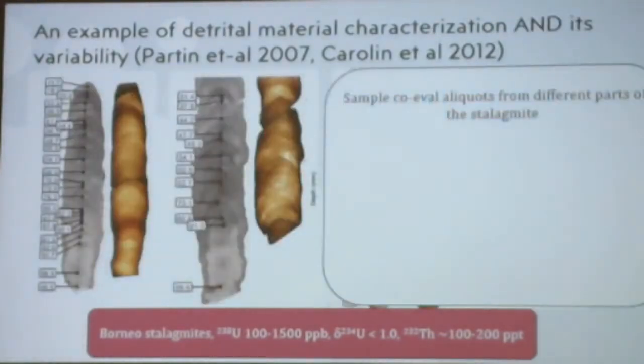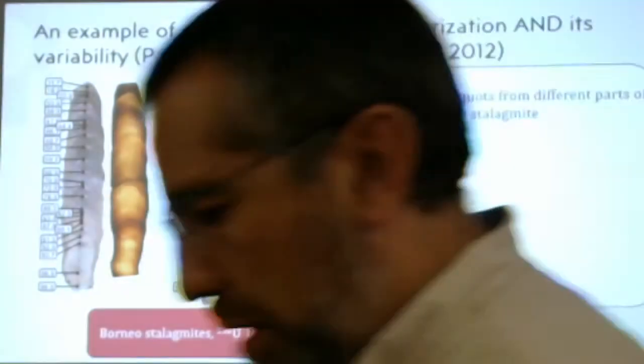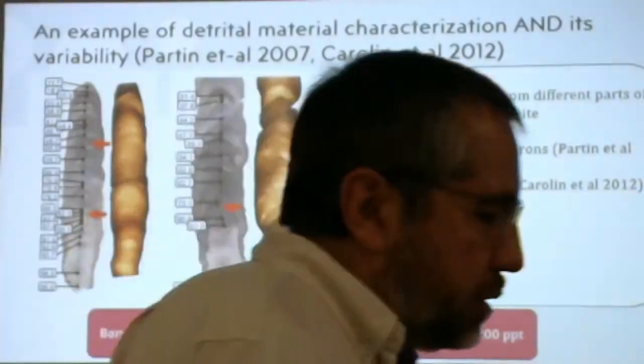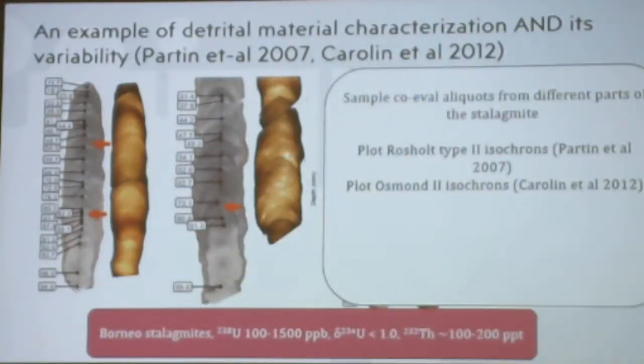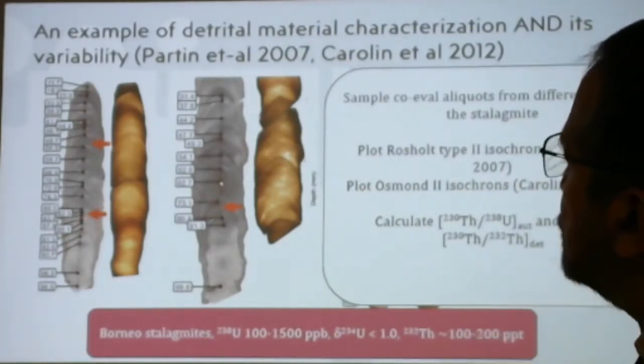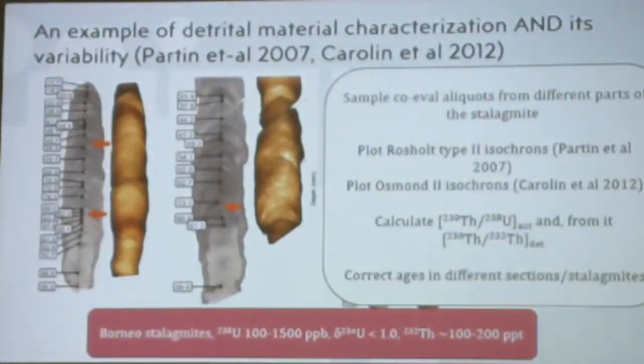So how did they work? In some parts of the stalagmites, they collected coeval aliquots from different parts of the stalagmite. Basically, for some sections of the stalagmites, like here, and here, and here, and I think somewhere around here too, they collected three or four samples. Partin plots Rosholt type isochrons, while Carolin plots Osmond type two isochrons to calculate the isotopic composition of the detrital material. But this is the composition here, here, and here, not the composition of the whole stalagmites. With this composition, they can calculate the thorium-230/232 for the detrital material, and see how different it is in different parts of the stalagmites.